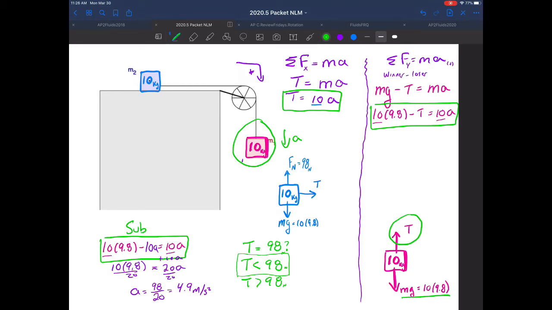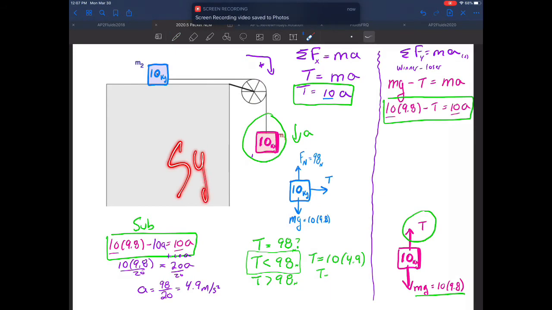Do you want to know what tension is? Well, you happen to have an equation for it. T equals 10A. So just go right ahead and say, oh, T equals 10A. And you discover the tension is 49 newtons, which is indeed less than 98, letting the system accelerate downward/rightward.